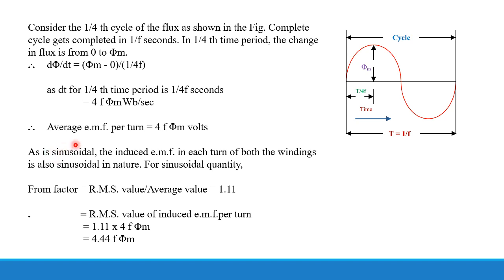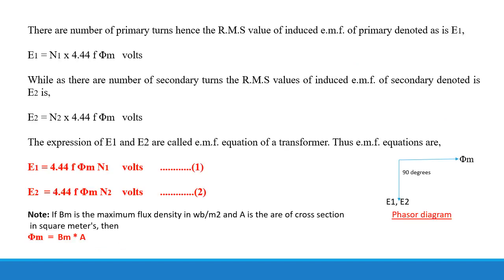As the flux is sinusoidal, the induced EMF in each turn of both the windings is also sinusoidal in nature. For a sinusoidal quantity, the form factor is equal to RMS value by average value, and it is equal to 1.11. Therefore, RMS value of induced EMF per turn is equal to 1.11 into 4 into F into phi m, that is equal to 4.44 F phi m. There are N1 primary turns, hence the RMS value of induced EMF on primary, denoted by E1, is equal to N1 into 4.44 F phi m volts.